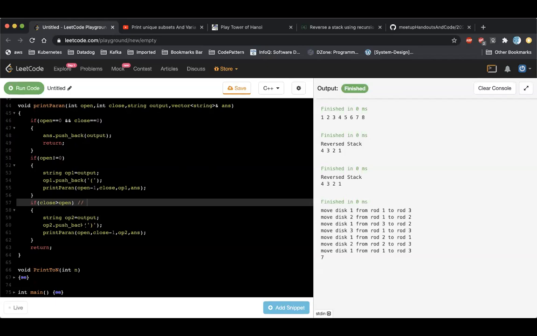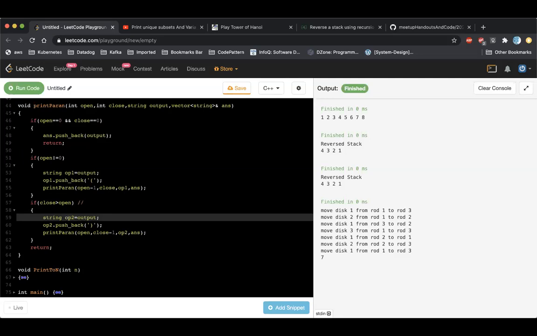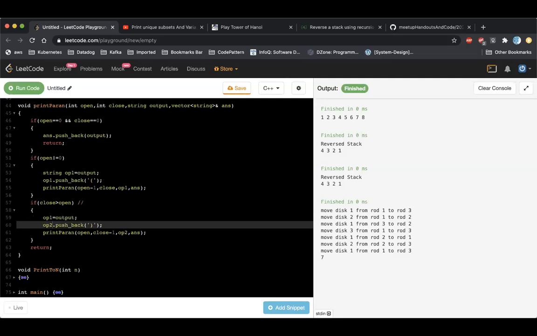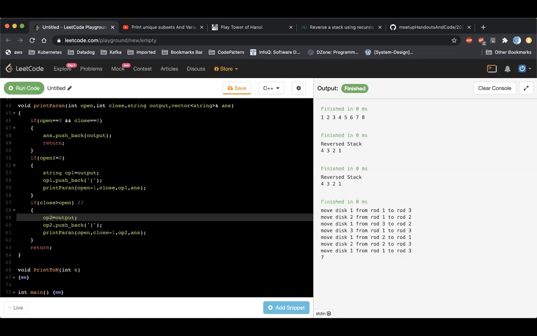Actually, we could use OP1 because OP1's scope is lost once you send it, right? We are passing it by value here. Yeah, that's one optimization. But they are in different scopes, so you'll have to get it outside. I think that's a decent optimization, I would say.